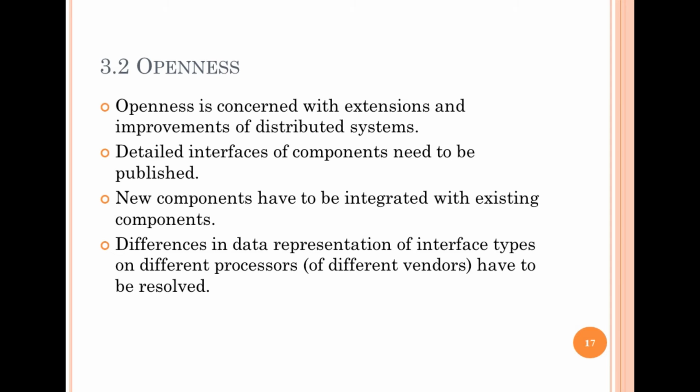Second one is openness. Openness is concerned with extension and improvement of distributed system. Detailed interfaces of components need to be published. Third one is new components have to be integrated with existing components. And the last one, differences in data representation of interface types on different processors of different vendors have to be resolved.